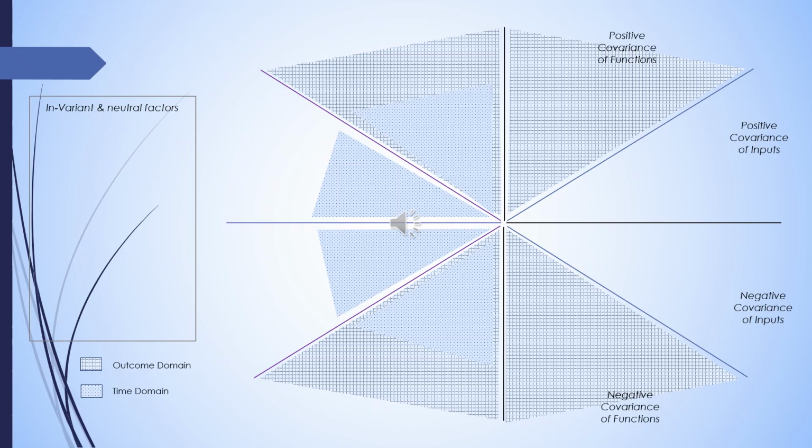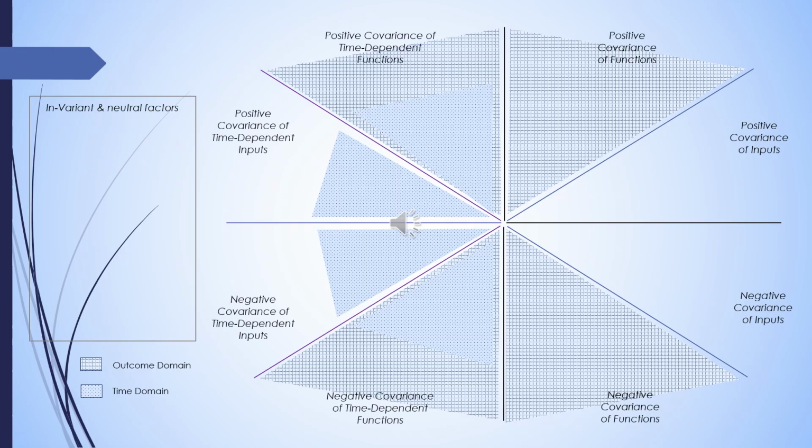Directly adjacent to these are the outcome side counterparts. The positive covariance of functions area captures outputs or functions where increased production signals better performance or improved results. In contrast, the negative covariance of functions area is where you place outcomes that, when reduced, improve overall effectiveness. These four areas together give you a static snapshot of how inputs convert into outcomes.